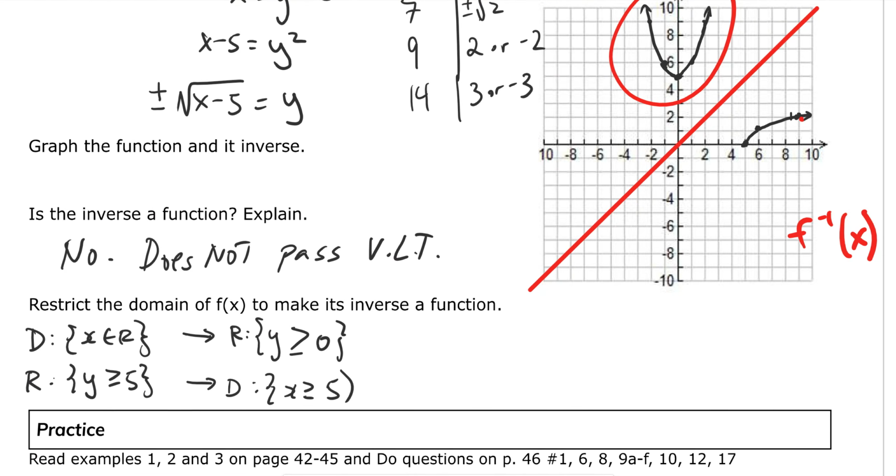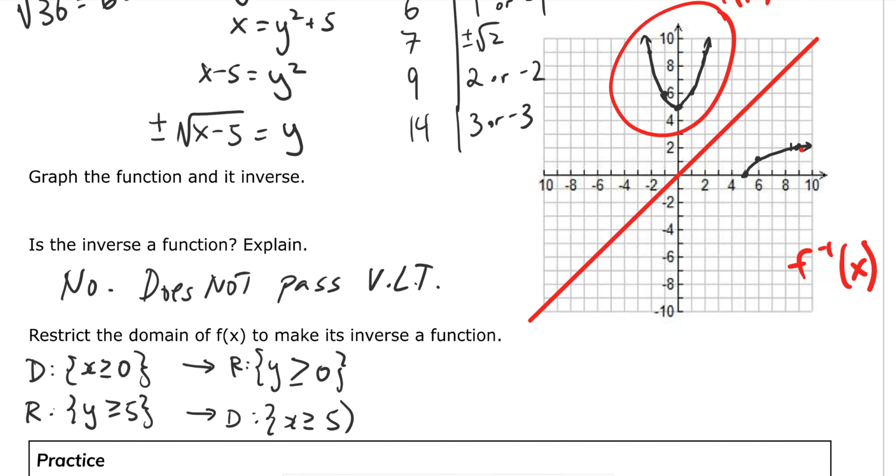So what do I do to the domain? I have to make the domain greater than or equal to 0. So that means I have to also erase this part of my parabola. I can't have any x values that are negative. And so there you go. So that's our look at inverse functions, and that ends this video.